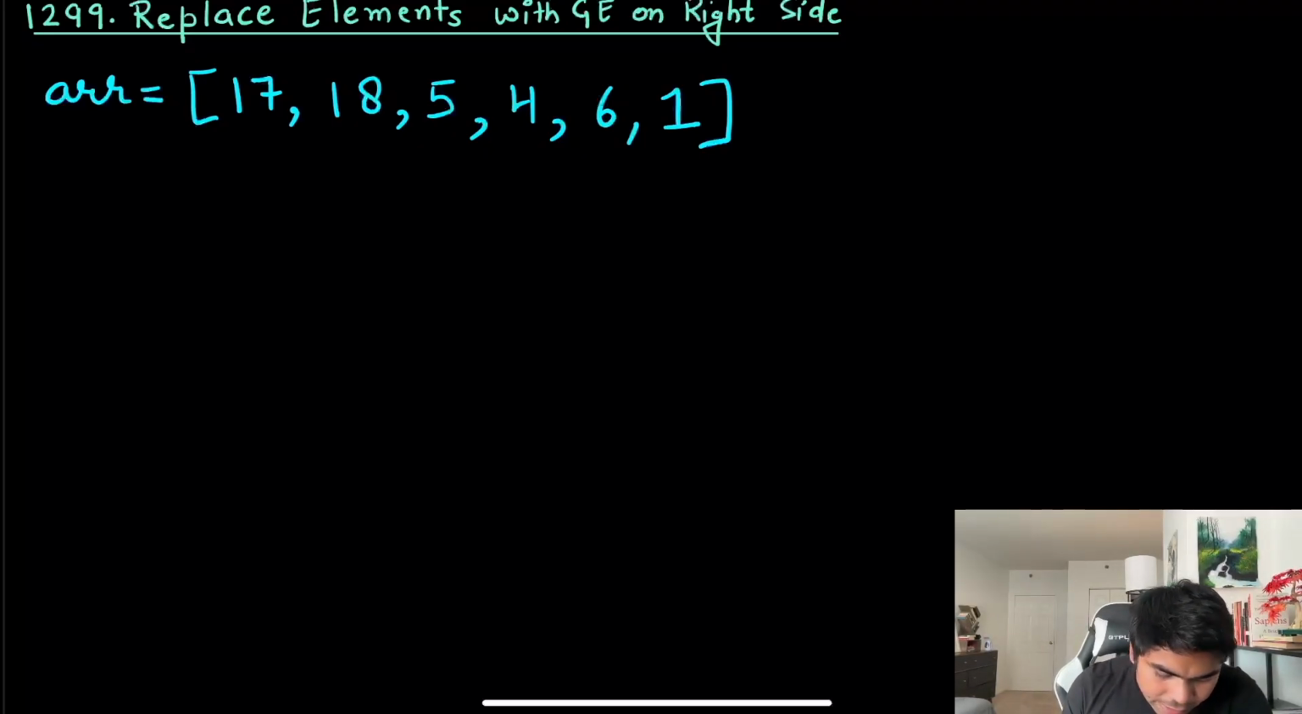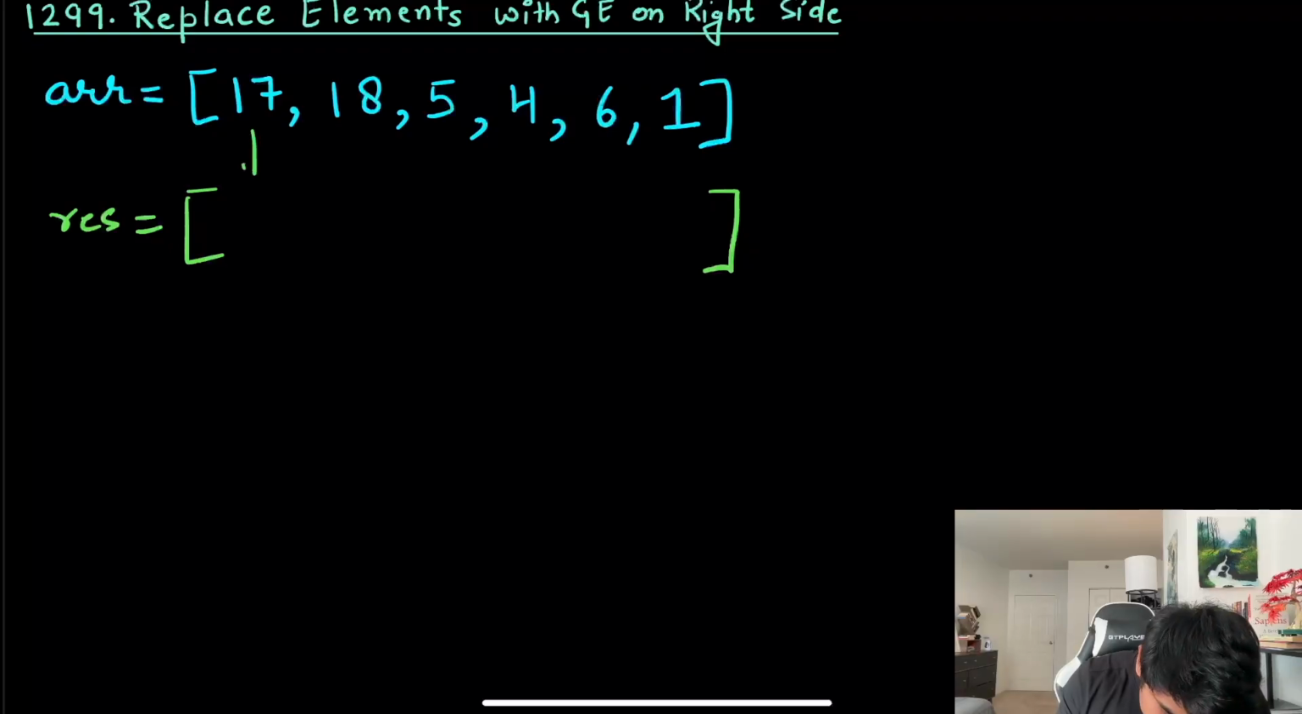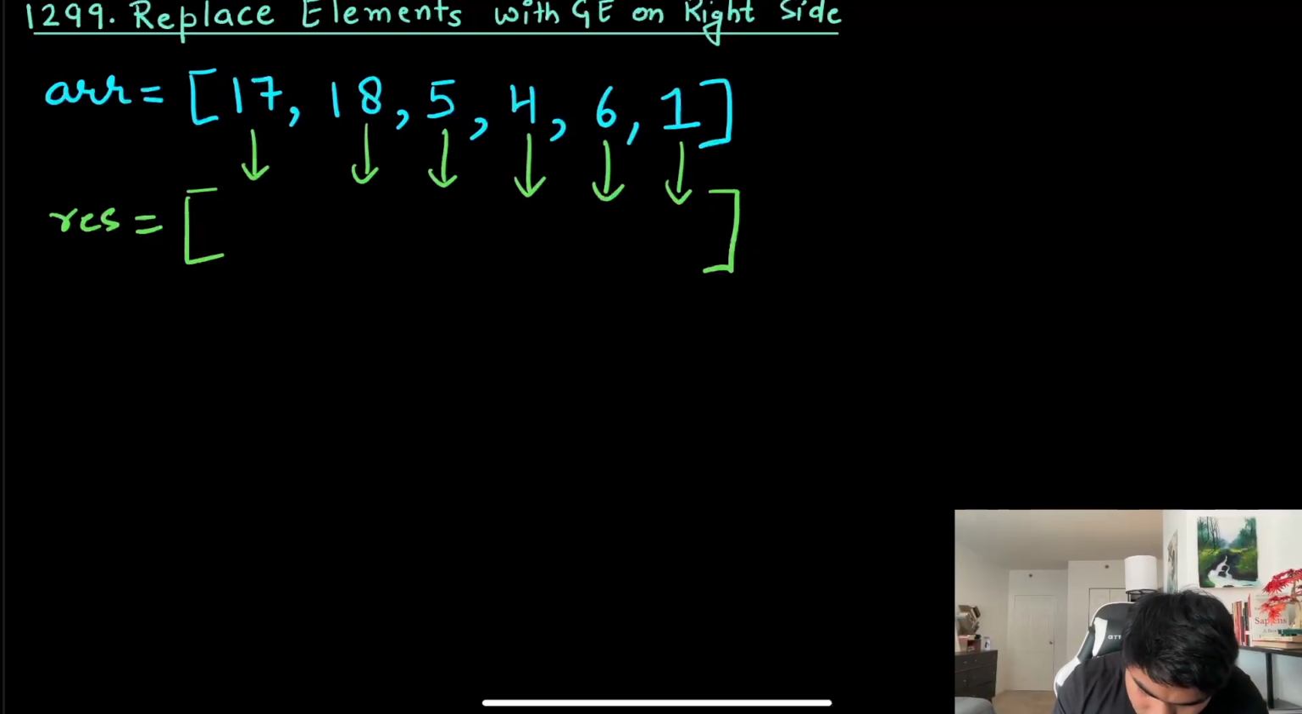We are given an array. This is our array. Now we have to return a result array which will contain a value for each of these elements. So let's say I will create my result array, which is going to be the same length as this array, and for each element we will have the greatest element to its right.